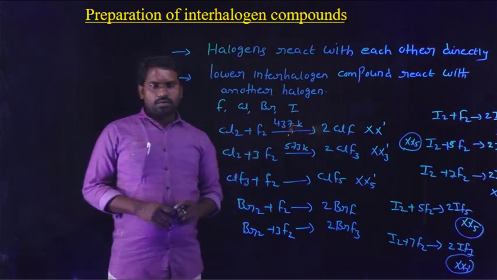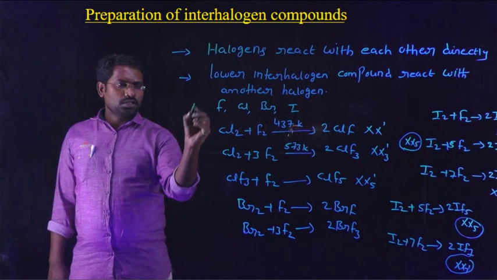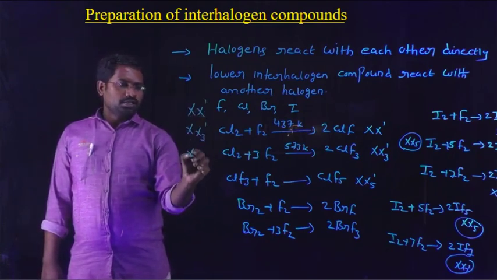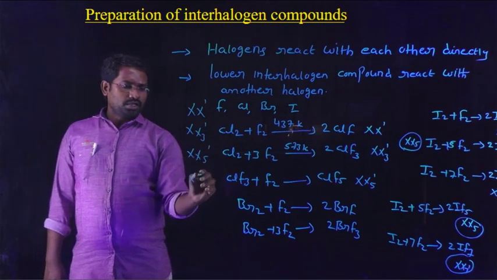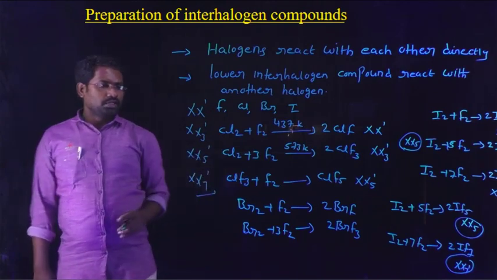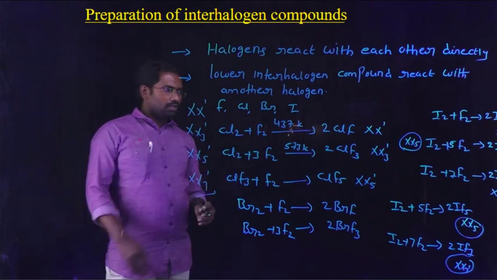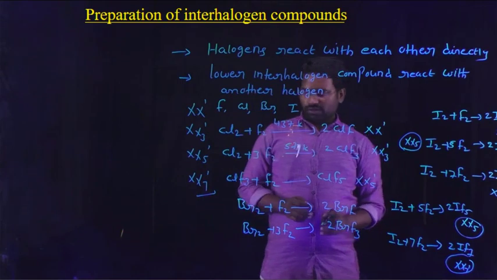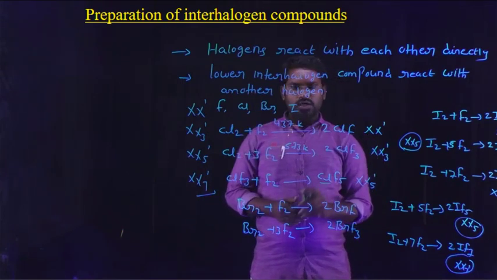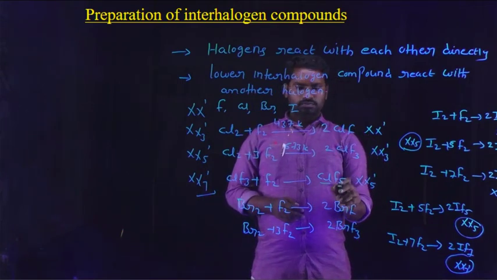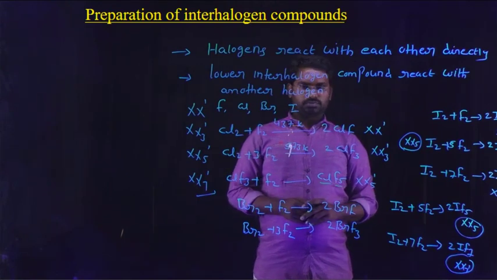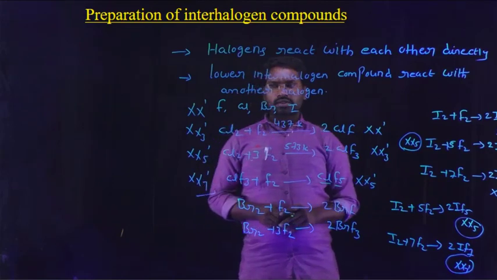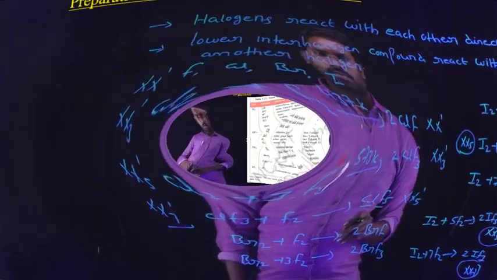So interhalogen compounds are mainly of 4 types. What are they? XX', XX3', XX5', and XX7'. In that, X is the larger size halogen. By observing all these preparation methods of interhalogen compounds, definitely the first element is the halogen with a larger atomic size, and the next element is the one with the smaller atomic size. So these are all the preparation methods of interhalogen compounds.